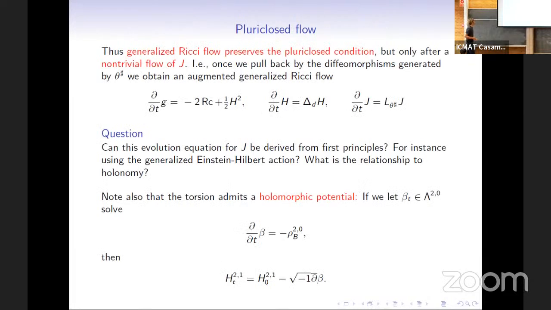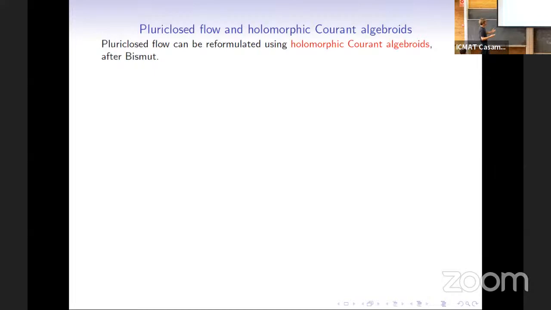Okay. And so, I'm going to overlap with Josh's talk from yesterday, so maybe I'll go a little bit quickly. Recently we were able to give this reformulation of pluriclosed flow using holomorphic Courant algebroids, following some really nice work of Bismuth. So I just want to quickly describe this.